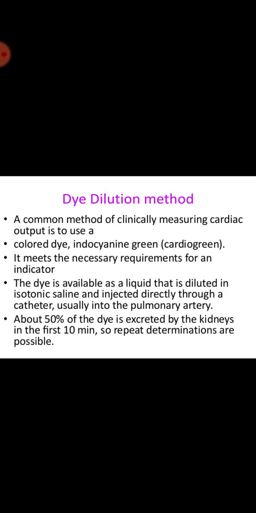And the next method we are going to see is the dye dilution method. In the dye dilution method, a colored dye, for example indocyanine green, is added to the blood, and it meets the necessary requirements of an indicator. This dye is preferred because of its property of absorbing light at 800 nanometers. The concentration of the indocyanine green is measured with the help of an infrared photocell transducer.